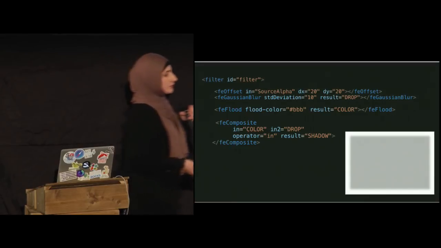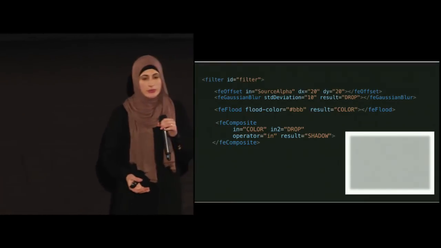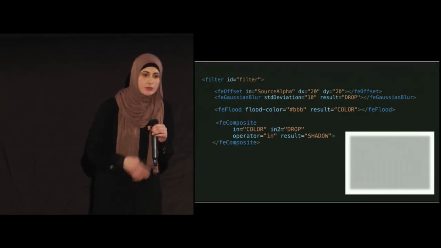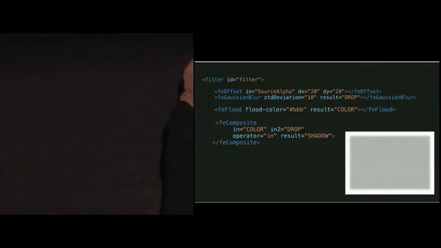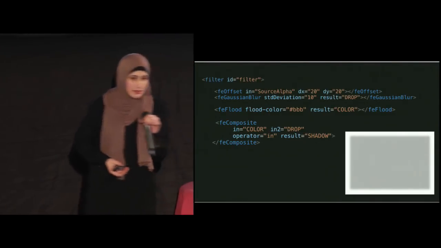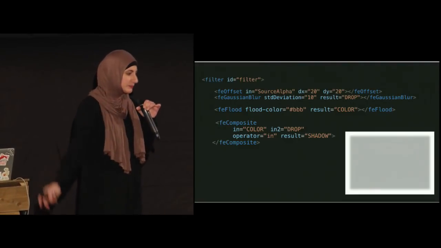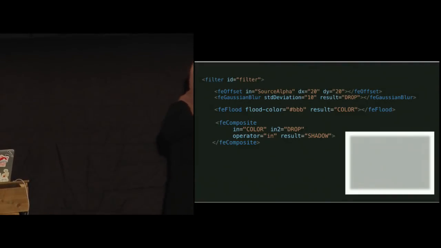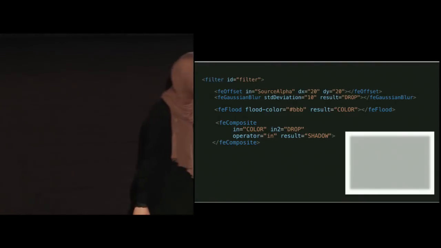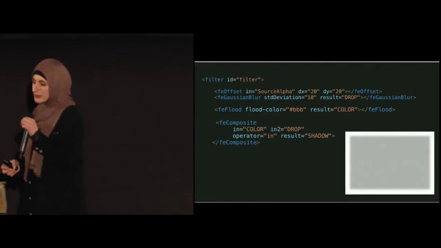Next, you flood. You want to apply a color to that shadow, right? You don't want it to be completely black anymore. So you can use feFlood. We're flooding the area with a very light gray color, #BBB, which is going to give us the color result. And then you use the composite function.